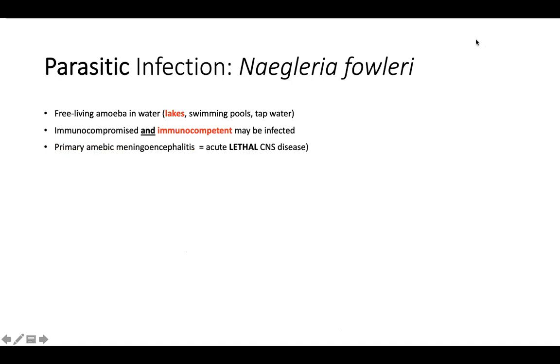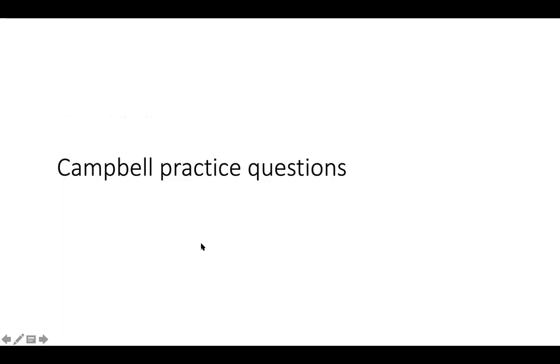Okay, another parasite, Naegleria fowleri, is going to be a free-living amoeba in waters, lakes, swimming pools, tap water, and not only immunocompromised, but immunocompetent. So anybody can get affected. It is the primary amoebic meningoencephalitis, and you get the parasitic infection, death. So that is all of them.